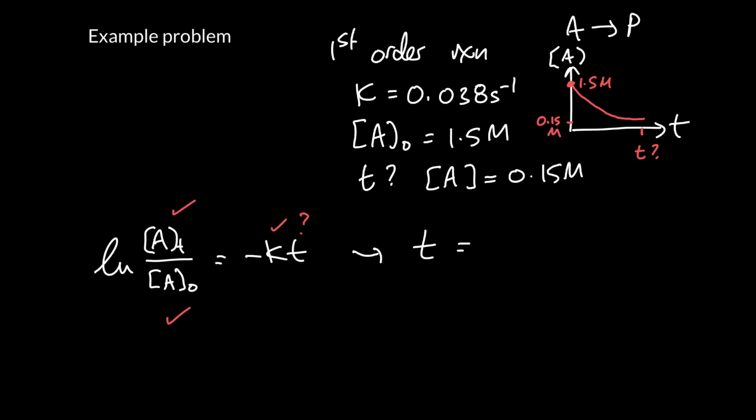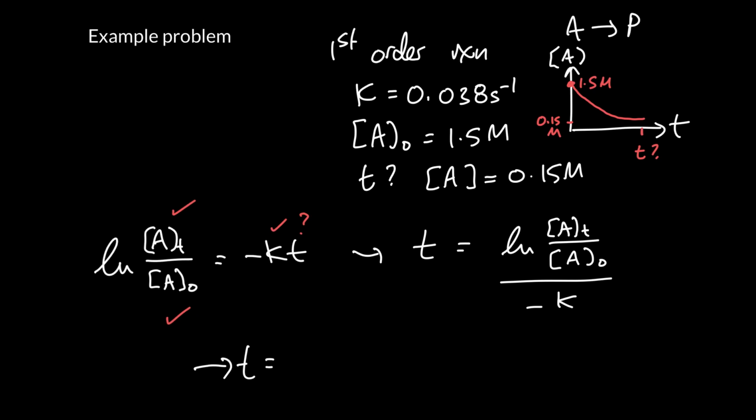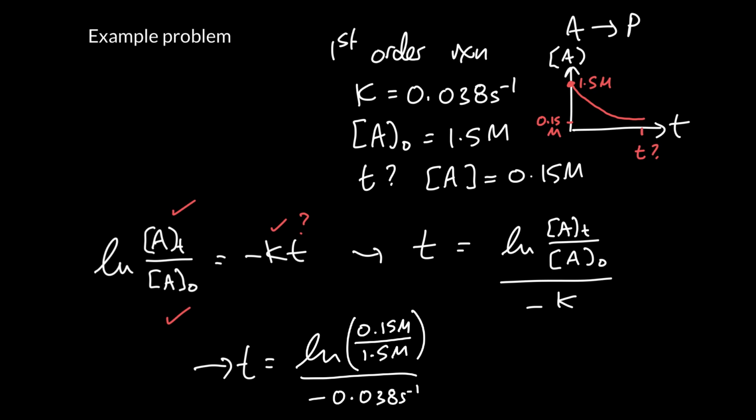So t is equal to the log of A at time t over A at the start, divided by minus the rate constant. At this point, we can really just plug stuff in. So we've got the log of the concentration at time t, so that is our 0.15 moles per liter, over our original concentration, that's 1.5 moles per liter, so that's the log of essentially 1/10, divided by minus the rate constant, so that is minus 0.038 seconds to the minus 1.